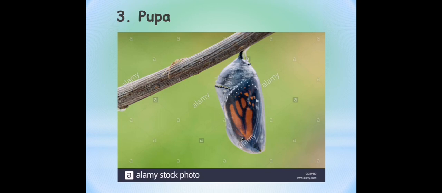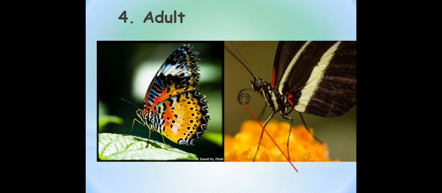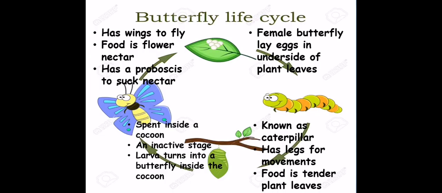Here, the larva turns into an adult butterfly. This is the adult butterfly. It has wings to fly, it has legs to move, it has antennas, and it has a proboscis, which I am showing with the red arrow, that is used for sucking nectar. This is the summary of the butterfly life cycle.